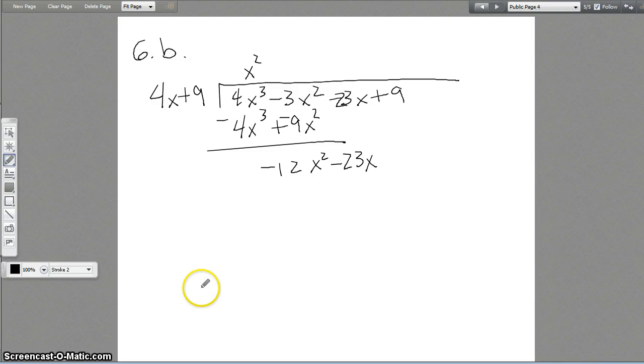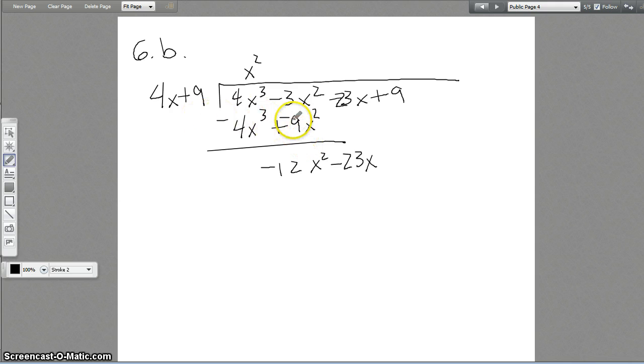So this is Jacob's Algebra, Chapter 9, Lesson 7, and we're going to finish off problem 6b. The problem that we had was dividing 4x plus 9 into 4x cubed minus 3x squared minus 23x plus 9. And we already found that we'd have to multiply 4x times x squared to get 4x cubed. And so we multiplied x squared by 4x plus 9 to get 4x cubed plus 9x squared.